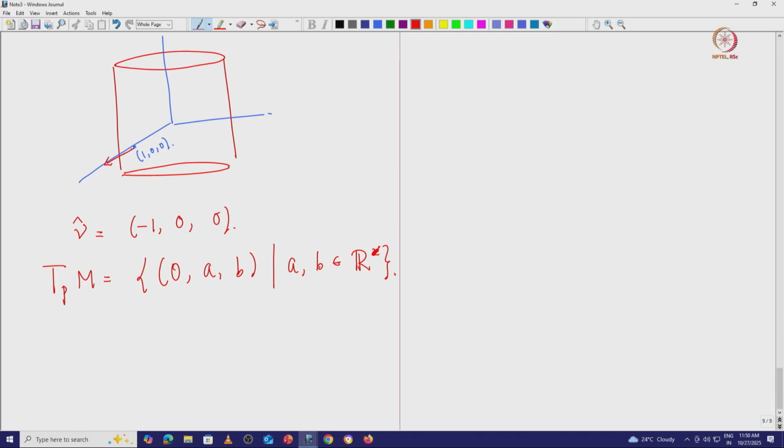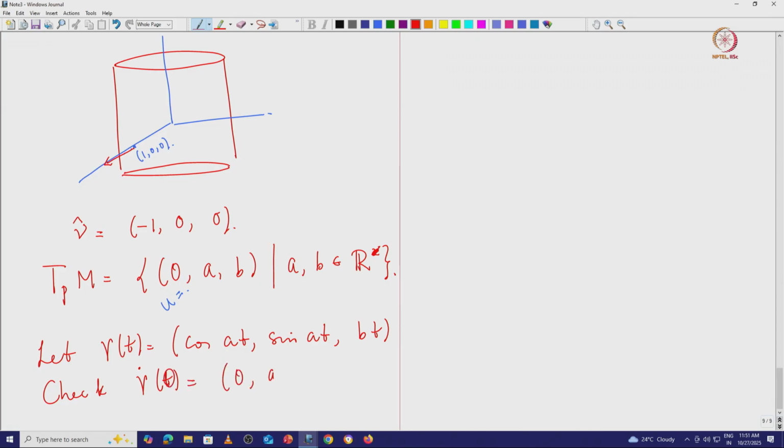So now suppose you take a u that looks like this. Then one can take gamma to simply be the curve (cos t, sin t, bt). One can check that gamma dot at 0 is precisely (0, a, b), which is u, and of course gamma of 0 is precisely the point (1, 0, 0), which is p.